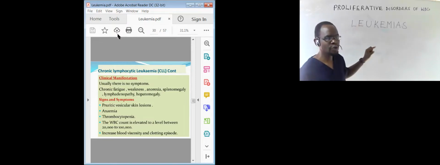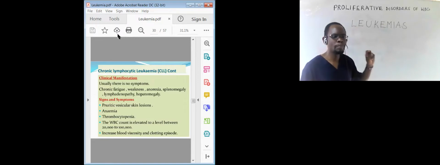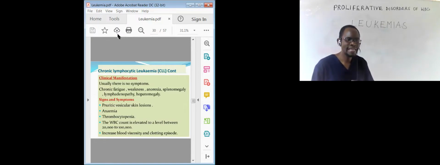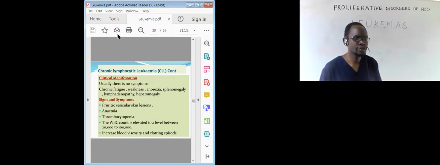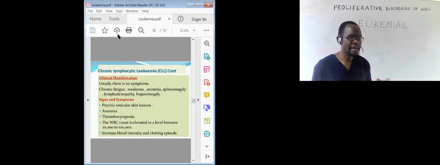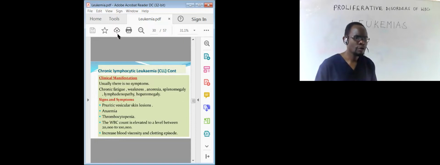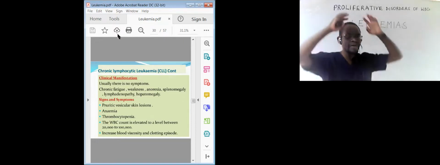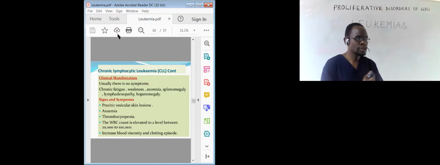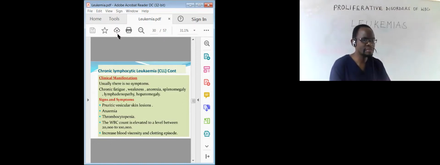The white cell count is between... I think you can now see the neoplastic proliferation. You see those very increased numbers of white blood cells. So it is very, very high. So basically that is it, and then an increase in blood viscosity and clotting episodes.